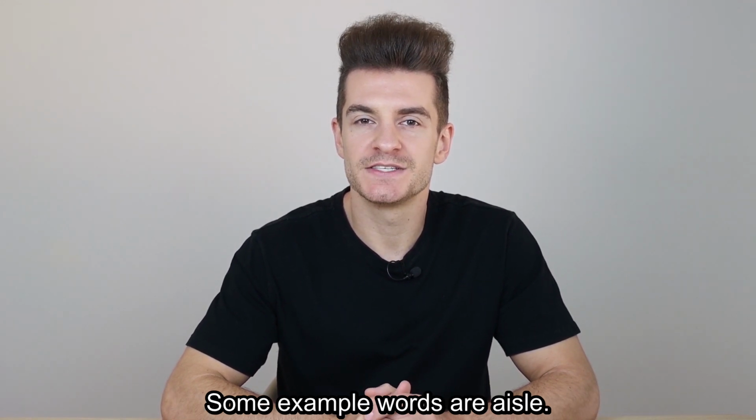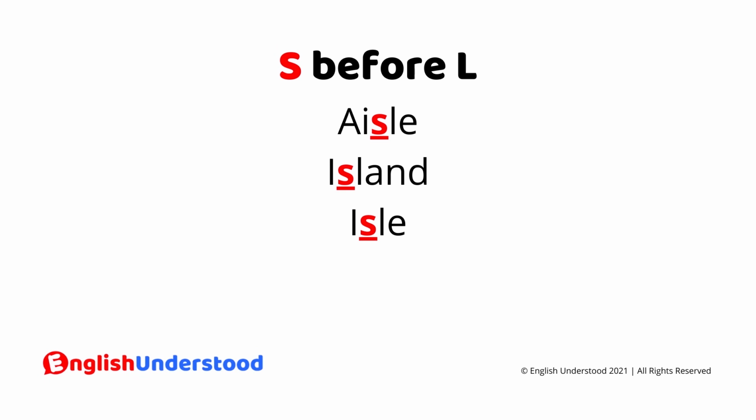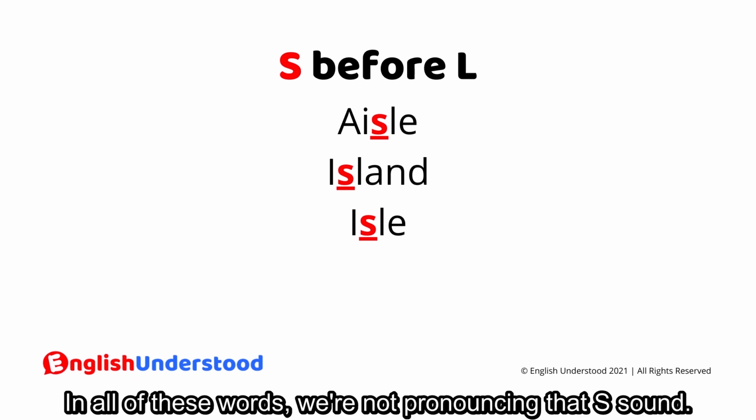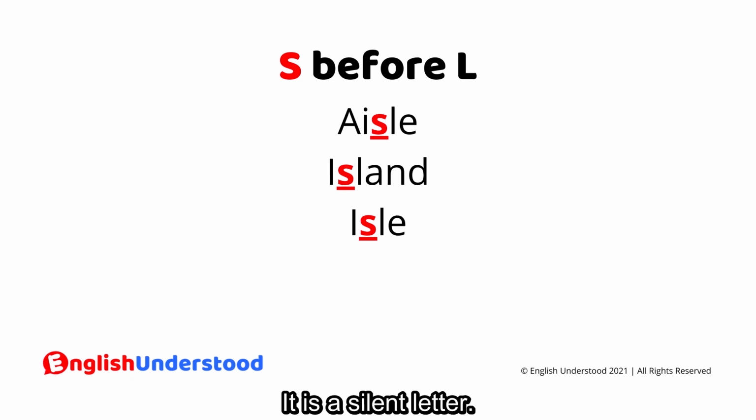Some example words are isle, island, isle. In all of these words, we're not pronouncing that S sound. It is a silent letter.